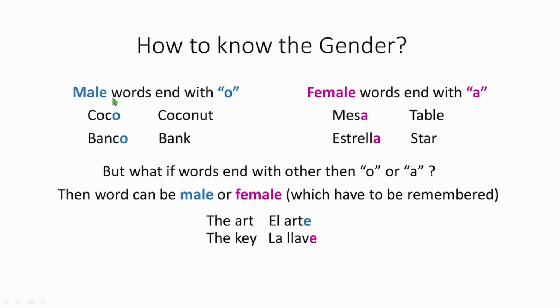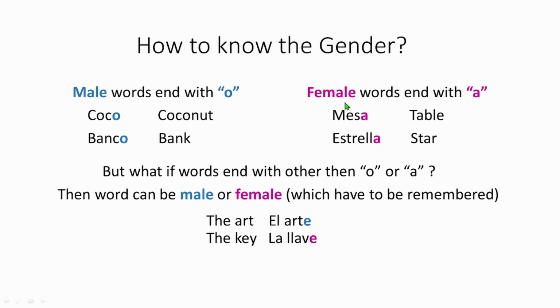So how to know the gender? The first rule is that male words end with O. Most of the male words are going to end with O. I've got an example here, coco. Coco means coconut and it's male because it's ending with O. We've got banco. Banco is bank and it's male, O ending, right? So when you find a word ending with O, it would be male in Spanish.